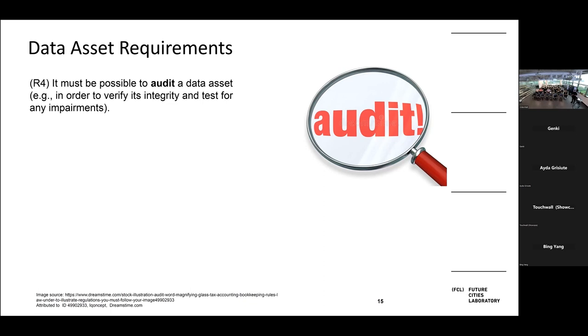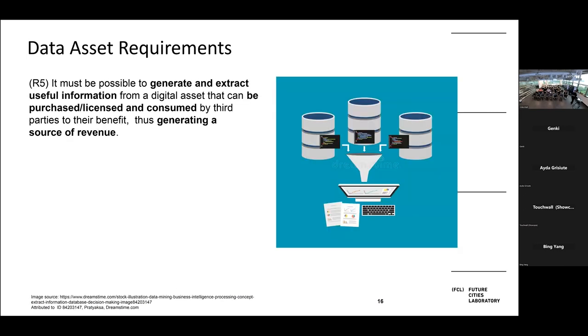And the final one is that the data asset should be able to provide, generate, and extract useful information. And it can be purchased and consumed by third parties. So being able to generate a source of revenue. So if you look on the right side image, you can see a couple of databases and they hold some information. So they are passed through a funnel, all the information is collected, processed, turned, and at the end of the funnel, you have useful information coming out. So that can be in the form of data that can be used for analytics or other purposes.